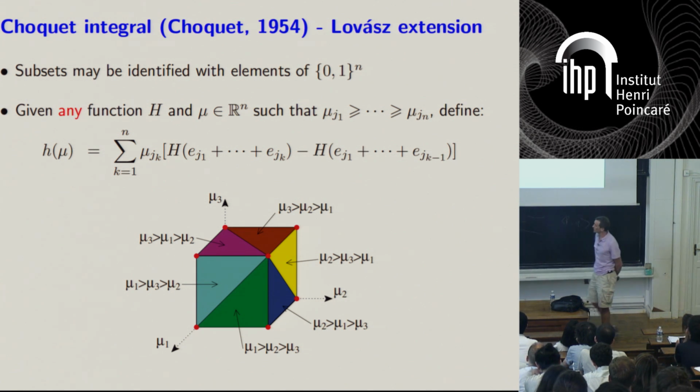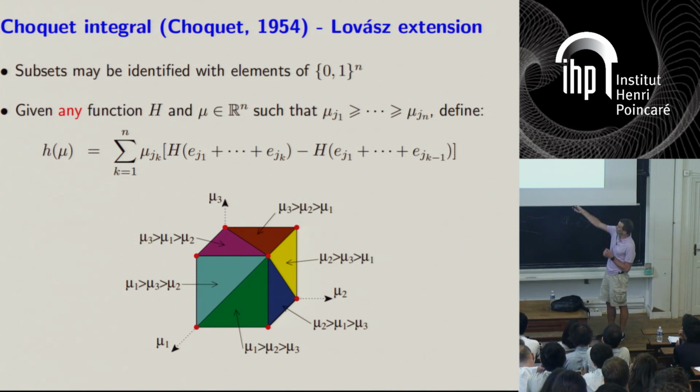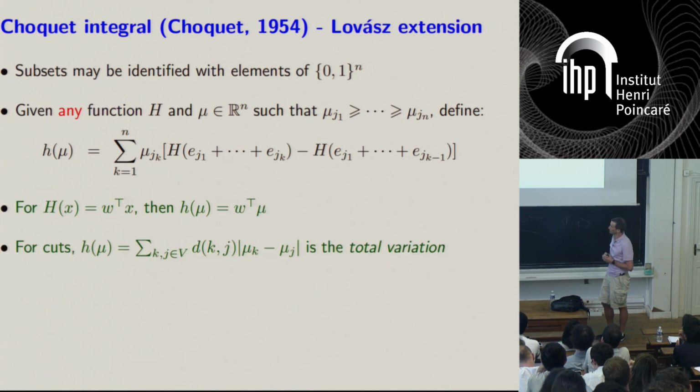What is important is that you get a piecewise affine interpolation. And because h of 0 is always 0, it is a piecewise linear interpolation. So this is the way we can achieve extension from the vertices of the hypercube to the full hypercube. All right, so let's look at some examples.